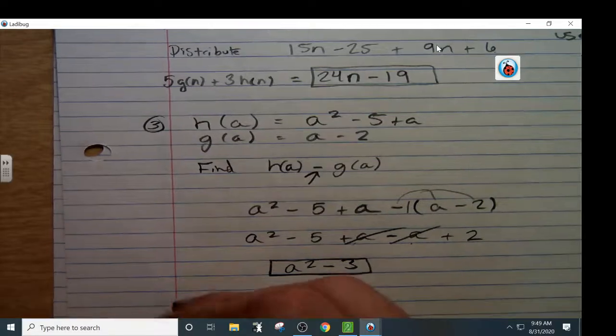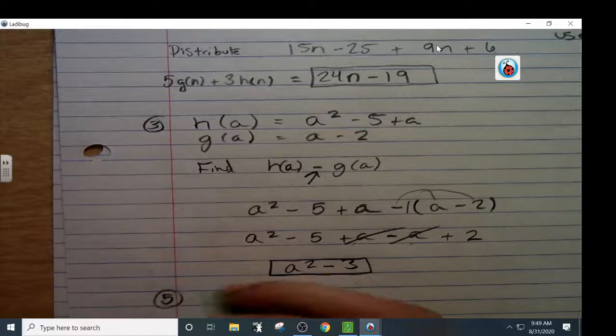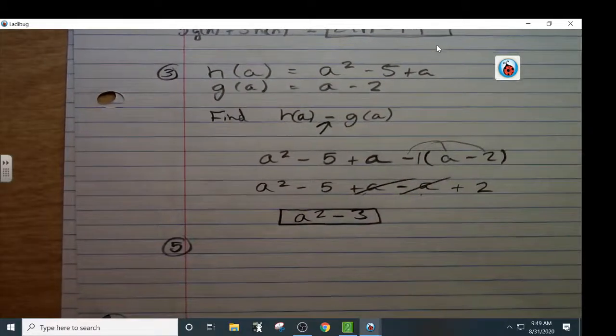So, guys, why don't you try number 5? Now, be careful because it is a minus sign. I'm going to do my attendance real quick and see what you can do with number 5.